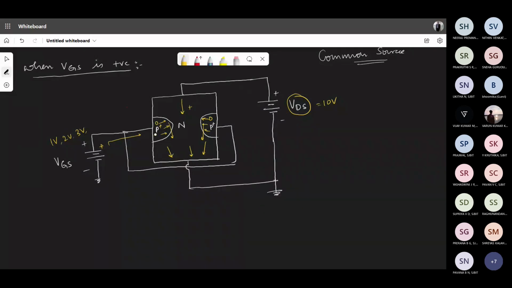And all the electrons would try to come towards this positive because you're applying a positive voltage here. But the positive voltage applied to the drain is more compared to the positive voltage applied to the gate. So the number of holes which move towards this side is again less. The electrons which move towards this positive is less. The electrons which move towards this is more. So it means that this is negligible. This is insignificant.